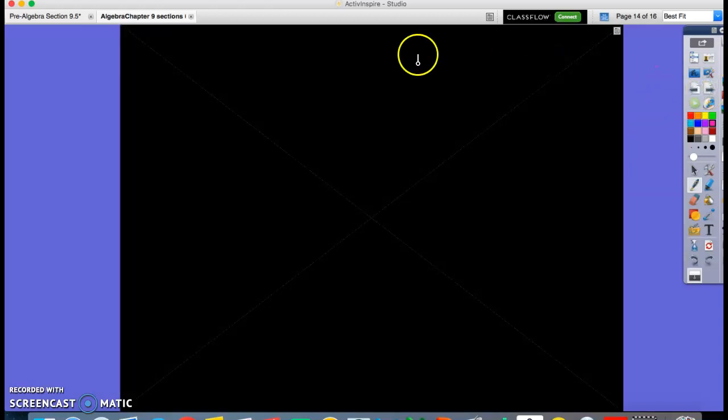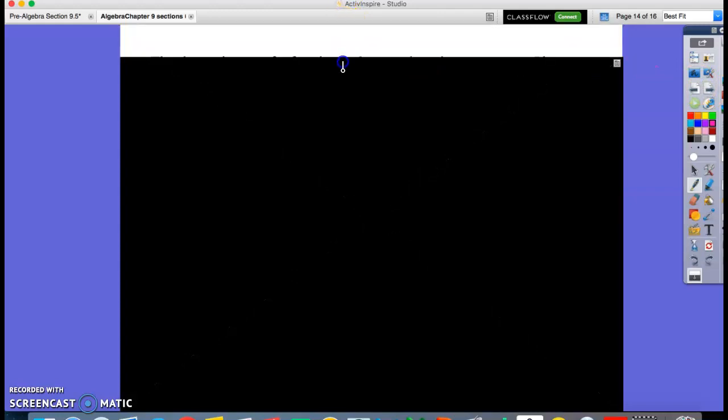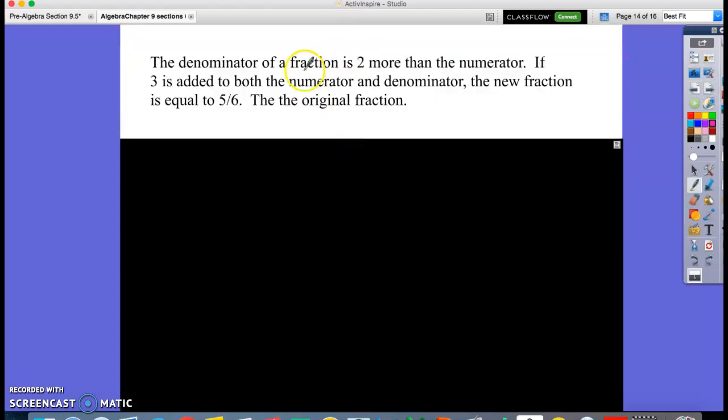Now the last problem. So the denominator of a fraction is 2 more than the numerator. If 3 is added to both the numerator and the denominator, the new fraction is equal to 5/6. Find the original fraction. So you know that it's a fraction. So we have a numerator and a denominator, right?